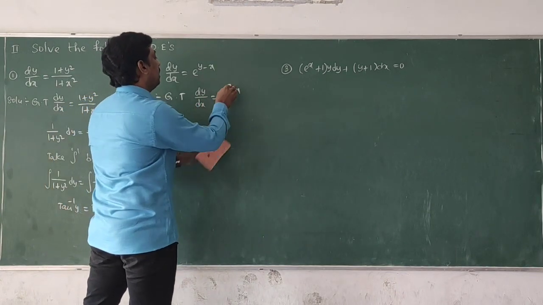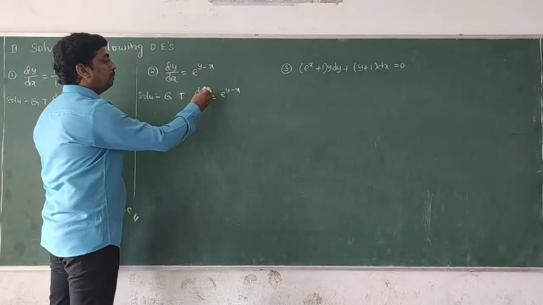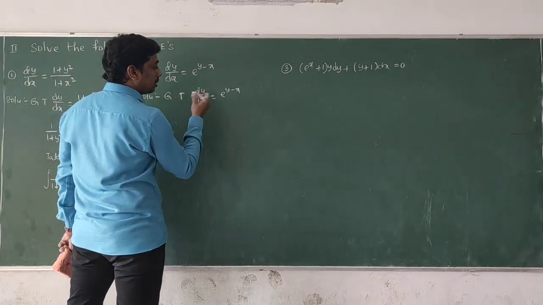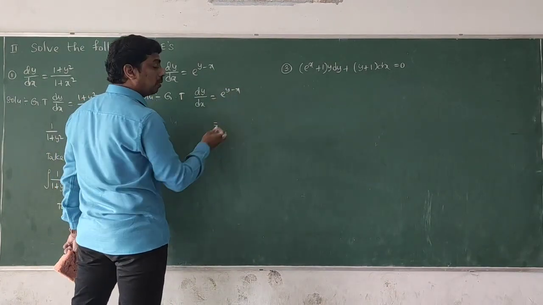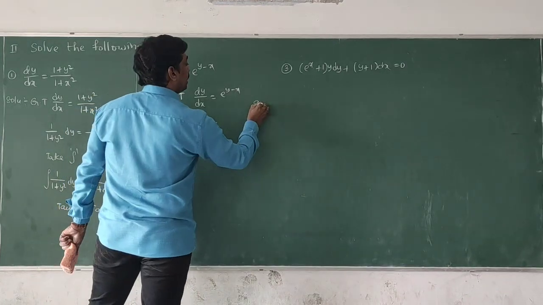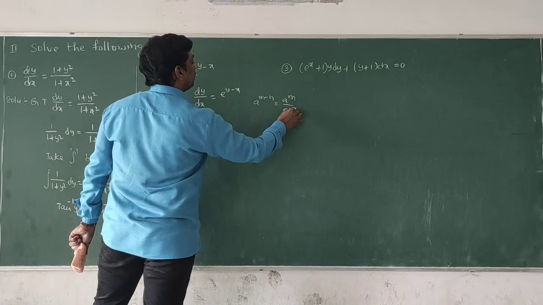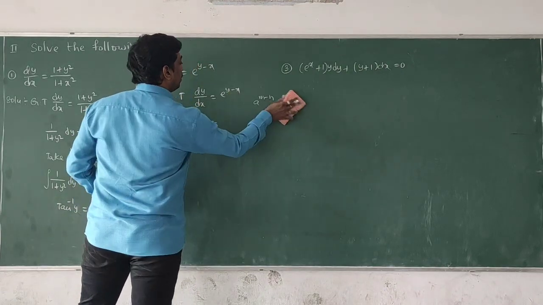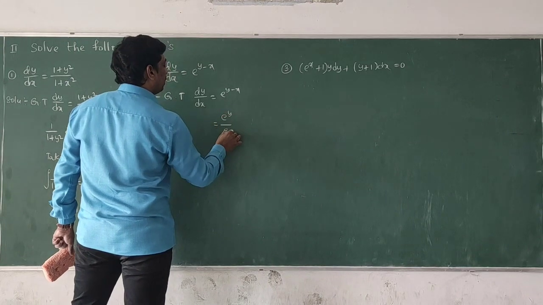Already explained in the same model, e power x plus y. Second example: here e power y minus x, we need to separate the variables. That's why, e power y minus x is in the form of a power m minus n. The formula for a power m minus n is a power m by a power n. In the same way, e power y minus x is e power y by e power x.